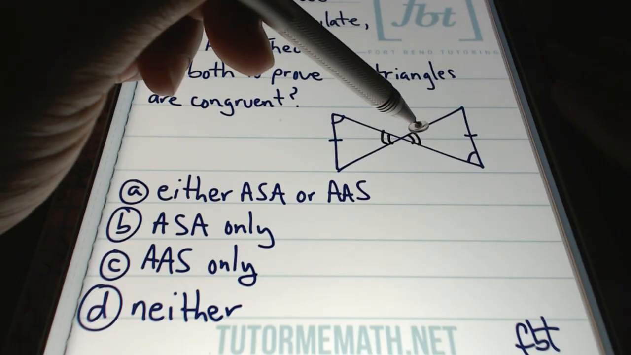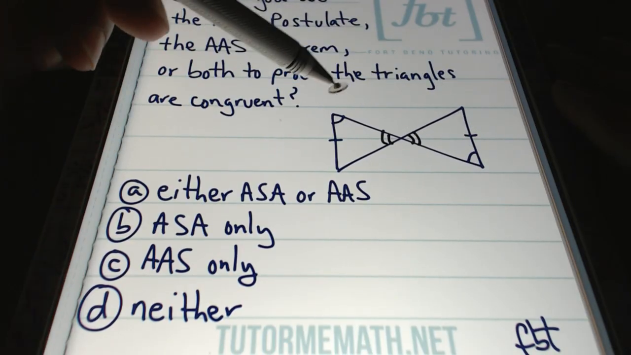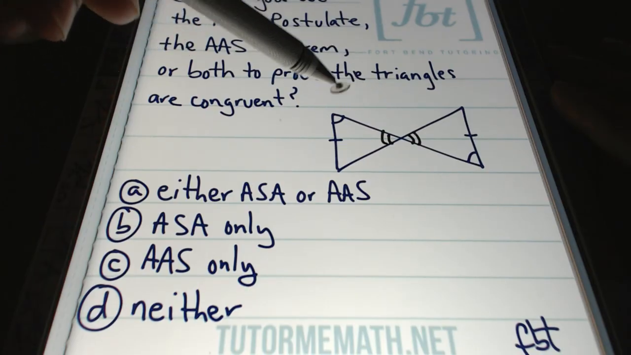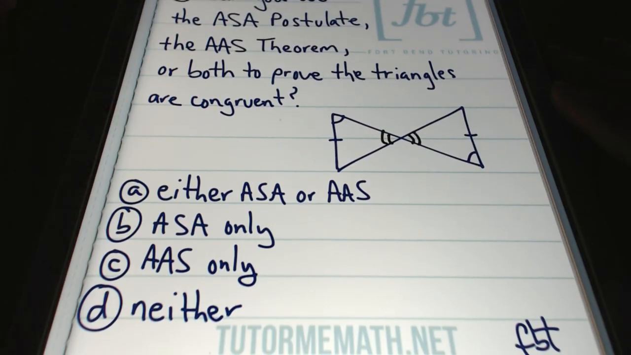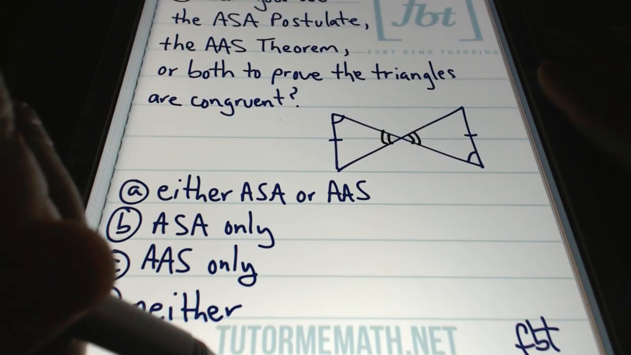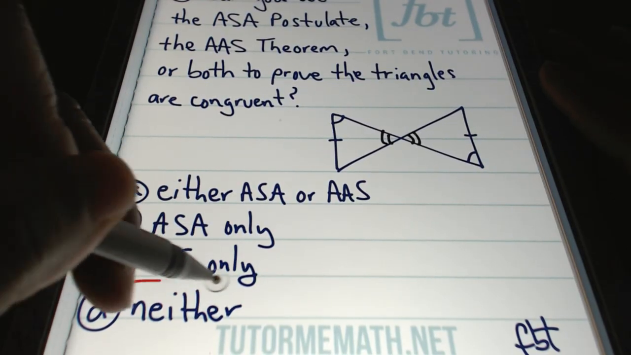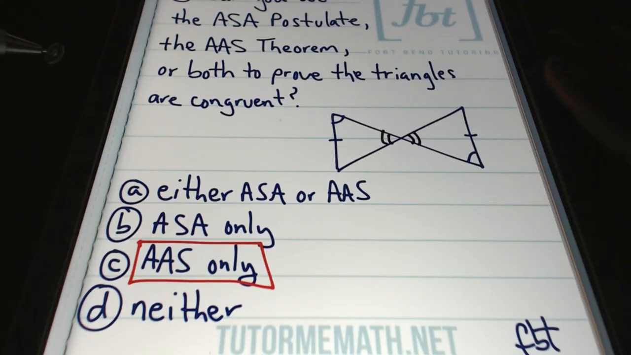In the other triangle, you have angle angle side. You don't have an angle, then a side that's congruent to the other triangle, and then an angle that follows it. No, you don't. Consecutively, you have angle angle side only, and that is why our answer must be C. It's got to be C, guys. It's angle angle side only for this problem right here. It would not be either angle side angle or angle angle side. It definitely wouldn't be angle side angle only.